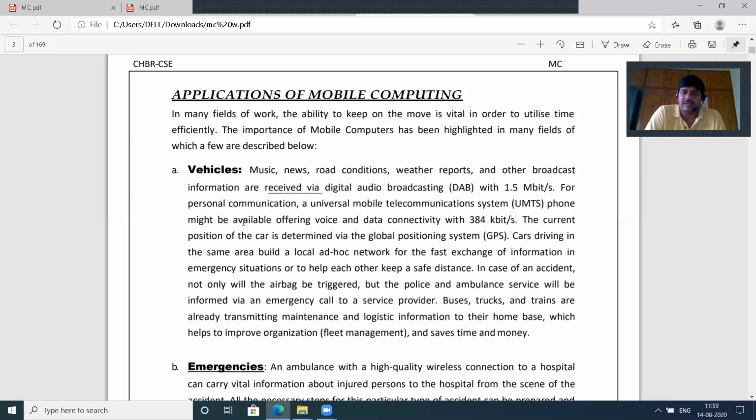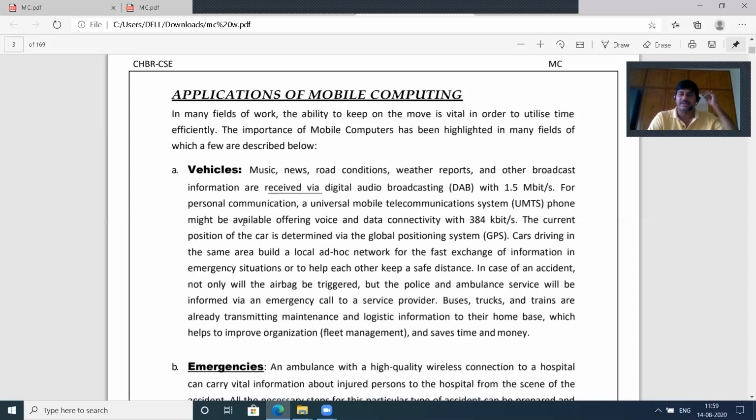Let's take one more example. The current position of the car is determined by a GPS, where the car is located. This can be tracked via the global positioning system, GPS. In case of an accident while driving a car, not only will the airbag be triggered, the police and ambulance service will be called for.